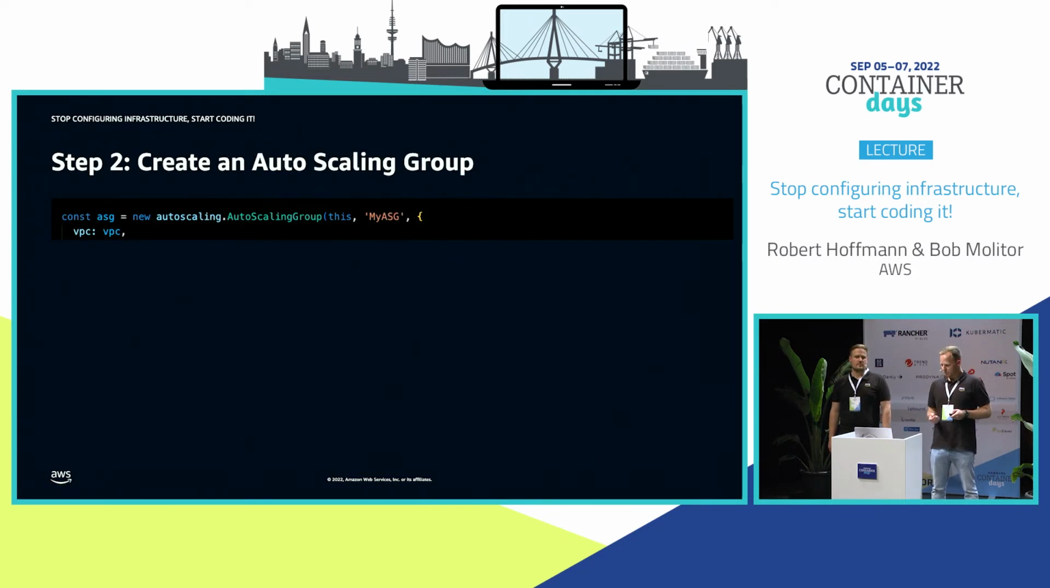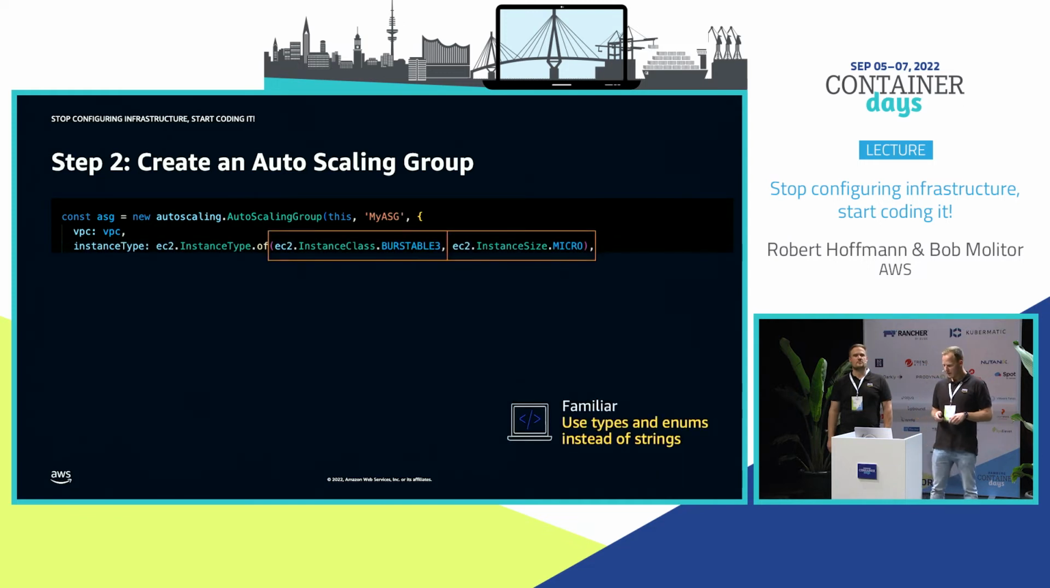And in the next step, and that's the second step we have to do for creating our web service, is recreating an auto-scaling group. Of course, we have to pass in some variables like a VPC where we want to deploy it, and so on and so forth. But it's pretty easy, and you can just put it in there.